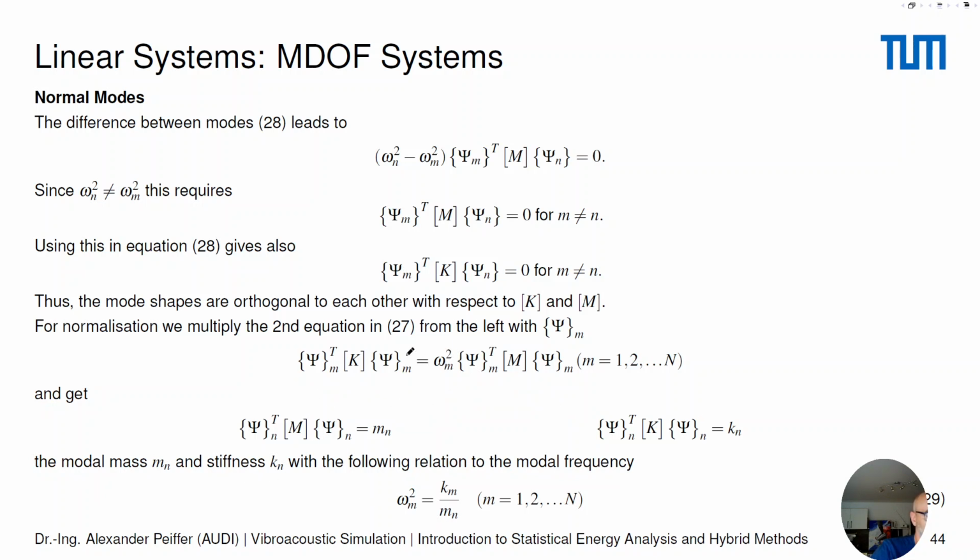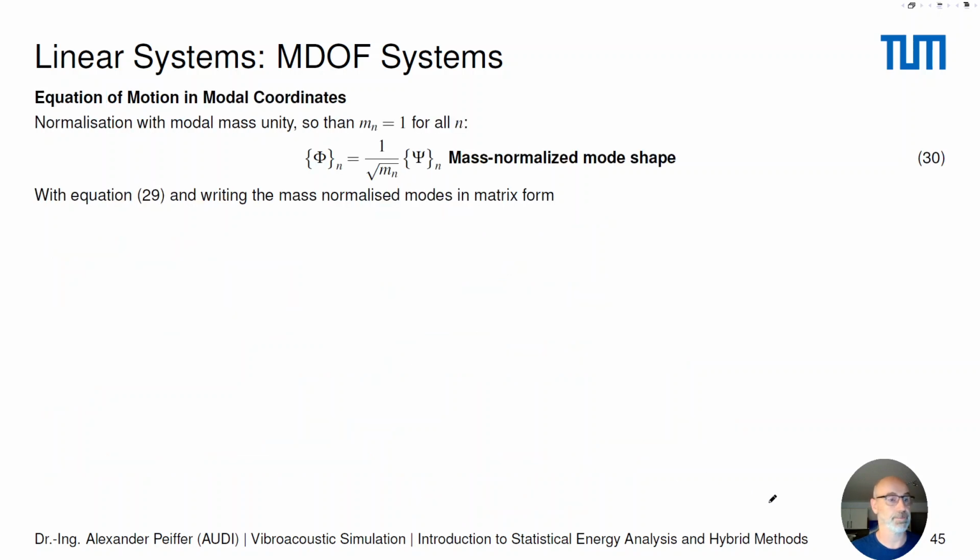The good thing is that if we use this expression, we get a very simple equation, and if we solve this with this knowledge, we see that the modal mass and modal stiffness are directly related to the modal frequency, which is given by this. So the modal stiffness divided by the modal mass gives us the squared modal frequency. Good. With this knowledge, we normalize our modes. The simple thing is that we just use the derived mode shape and divide it by the square root of the modal mass.